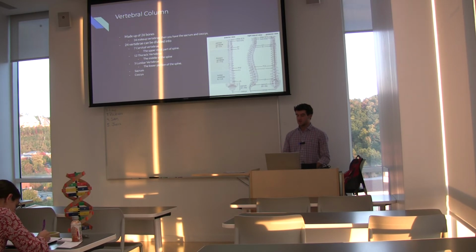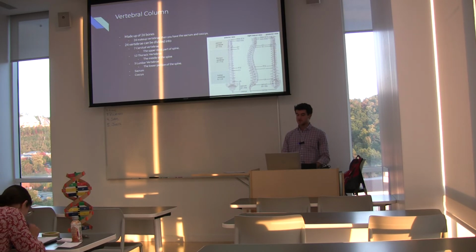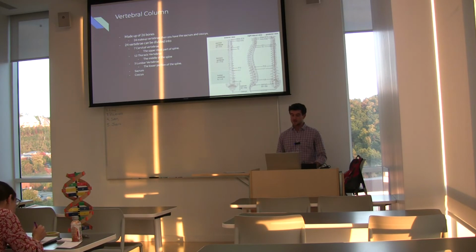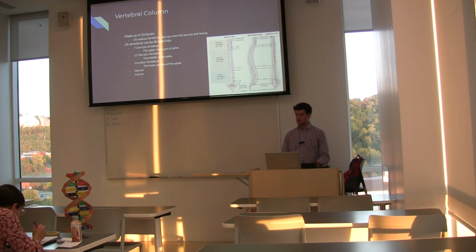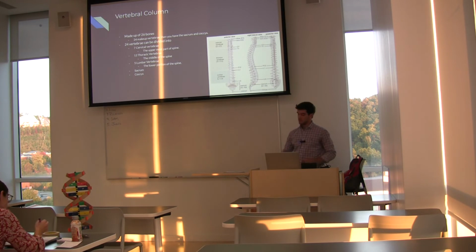So the 24 vertebrae can be divided into the 7 cervical vertebrae, which is the uppermost part of the spine towards the neck, the 12 thoracic vertebrae, which is the middle of the spine, and then the 5 lumbar vertebrae, which is the lower portion of the spine, and then also the sacrum and coccyx. And then you can see this laid out here with the different vertebrae and where they are on the spine.